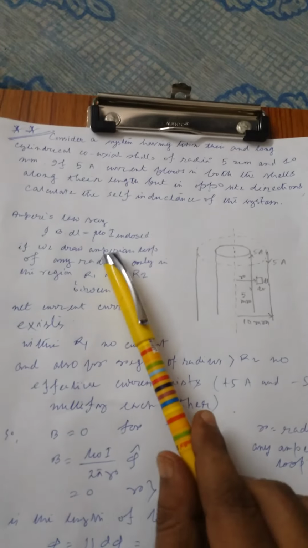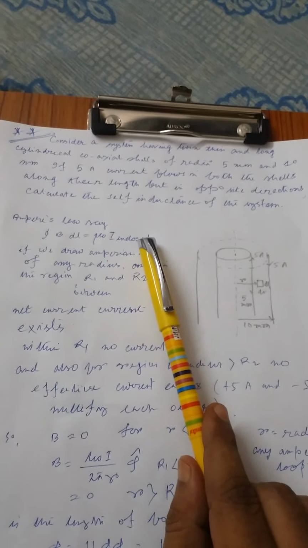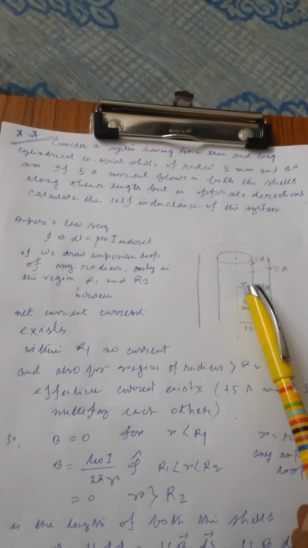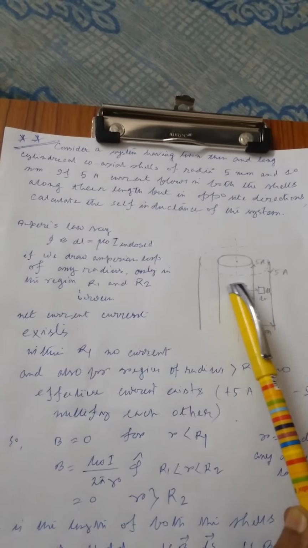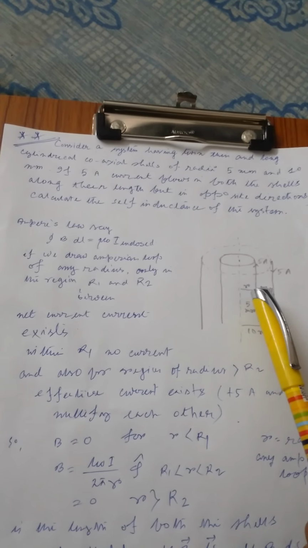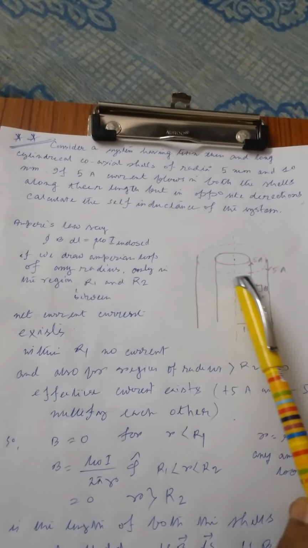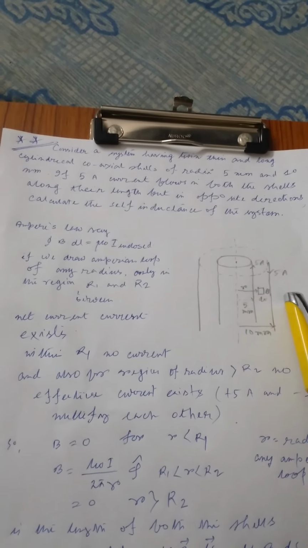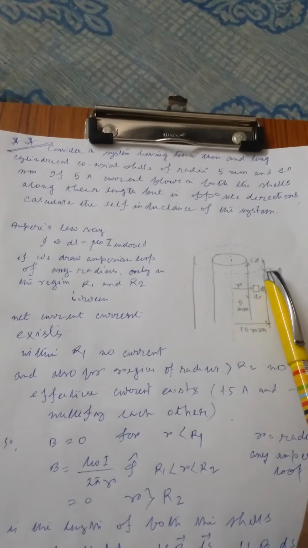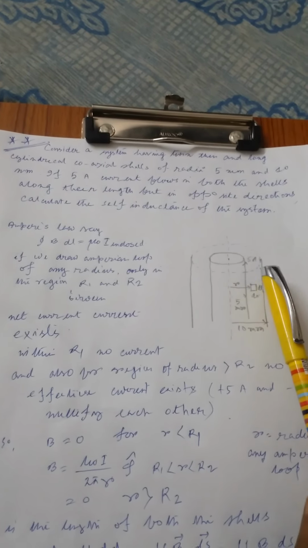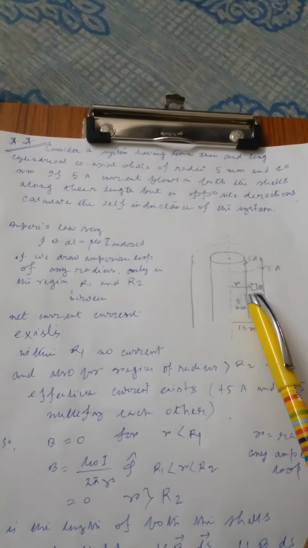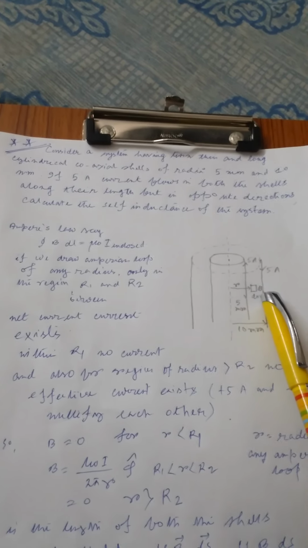Ampere's law says that integration over B dot dl equals μ0 times I enclosed. So if we draw an Ampere loop within R1 radius, then the current enclosed becomes 0, and in the region for radius greater than R2, there also the current enclosed is 0, as plus 5 ampere and minus 5 ampere get cancelled. So only magnetic induction field exists between the region of radius R1 and R2.